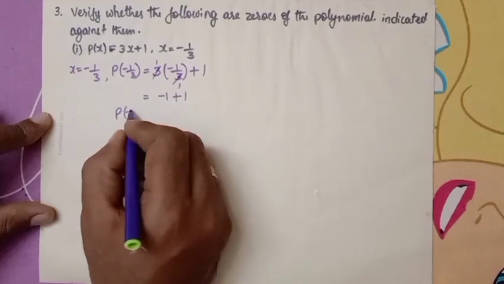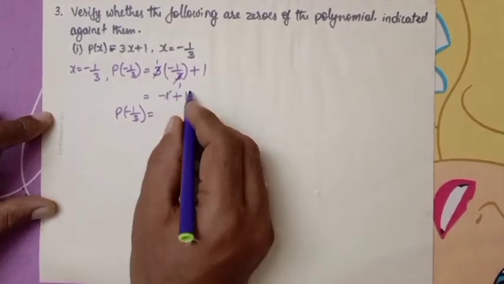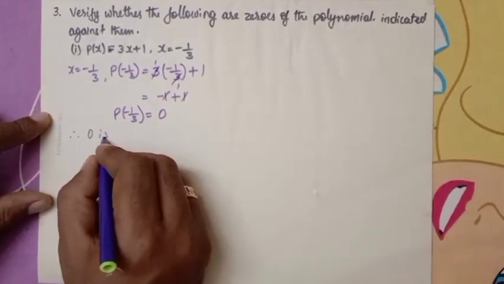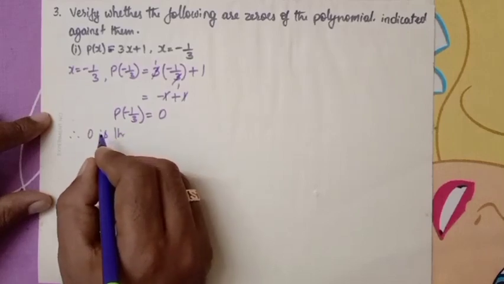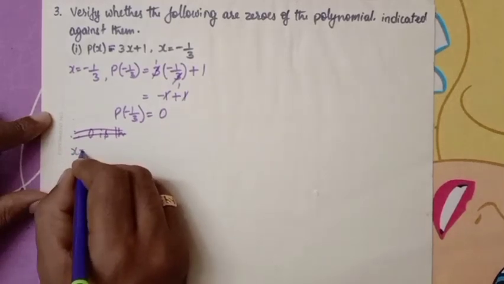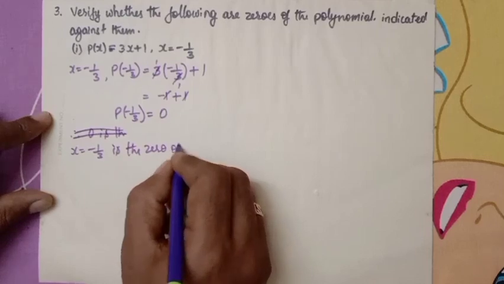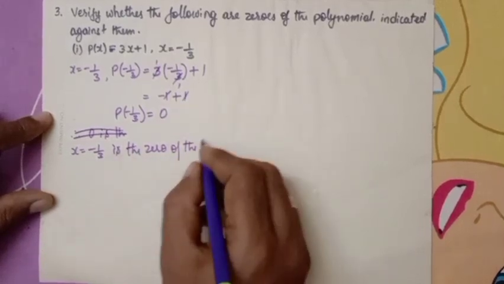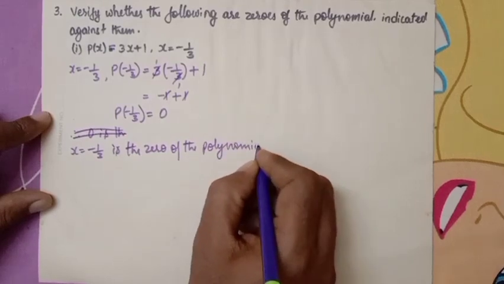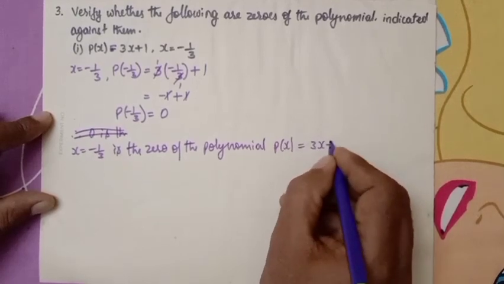So p of minus 1 by 3 is equal to minus 1 plus 1 cancels. So the answer is 0. Therefore x is equal to minus 1 by 3 is the zero of the polynomial p of x is equal to 3x plus 1.